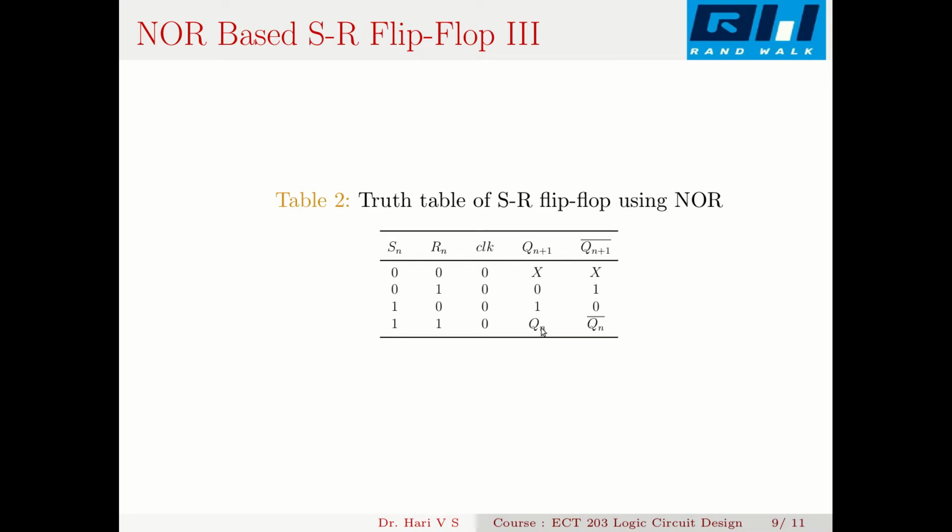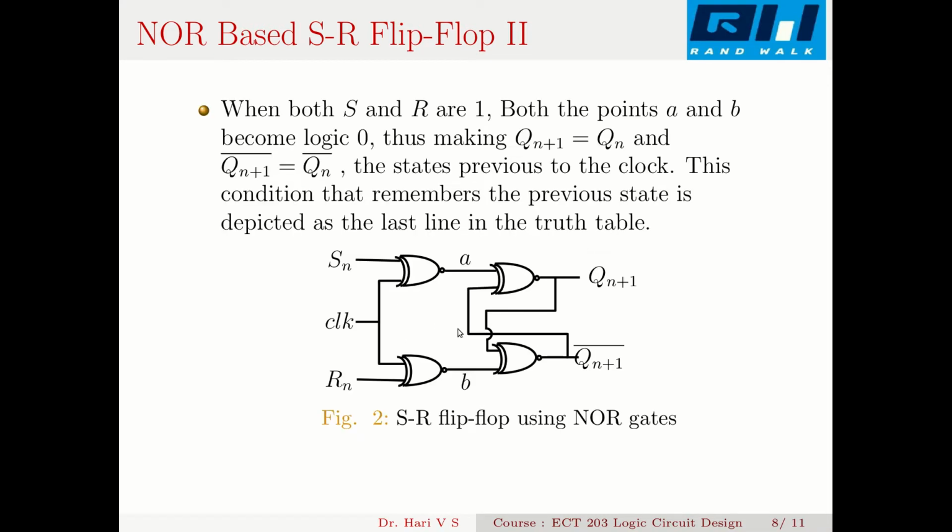Now let us look at the last case with S equal to 1, R equal to 1, clock equal to low. When S and R are 1s, A and B are both 0. So what will happen is here this Q bar will come here. Q bar or 0 all complement is Q, and Q comes here. Q or 0 all complement is a Q bar. So it remains in the previous state.